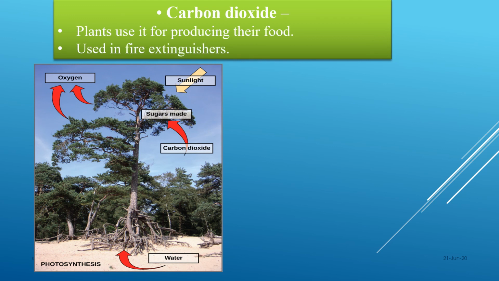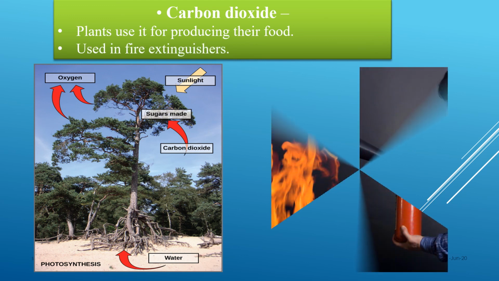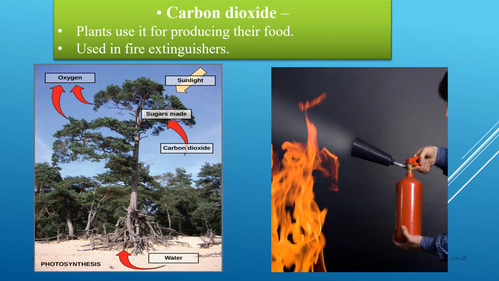It is also used in fire extinguishers. You must have seen these red color cylinders in your schools or whenever you go to a hotel or some place, malls and all. You must have noticed that there are these red color cylinders which are called fire extinguishers. There are different types of fire extinguishers. Now there are certain fire extinguishers which have carbon dioxide in them. Carbon dioxide does not let fire spread, it extinguishes fire, and that is the reason these cylinders are filled with carbon dioxide gas.